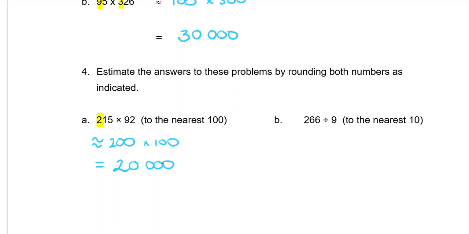One last question. This time we are rounding to the nearest 10. To the nearest 10. So my first number, 266. The middle 6 is in the tens position. So I'm keeping the 2 as well. And the 6 at the end, 6's round up. So that's going to become 270 because the 6 rounds up.